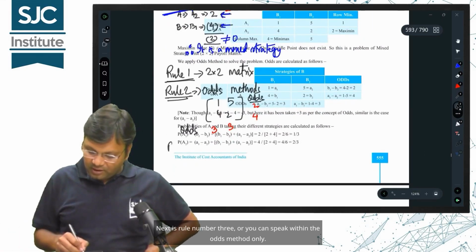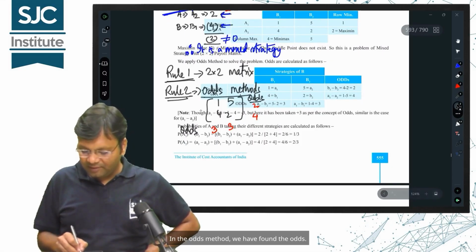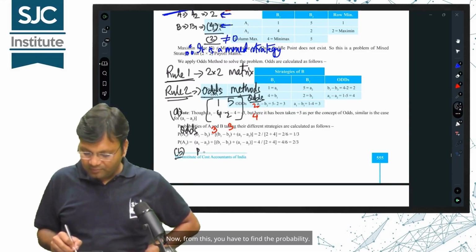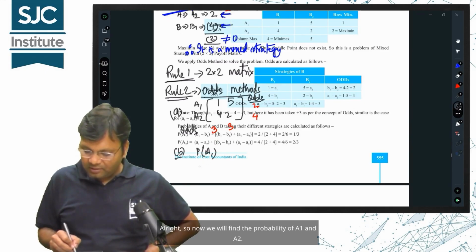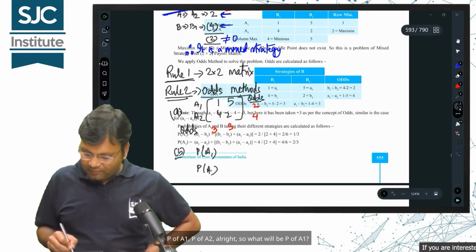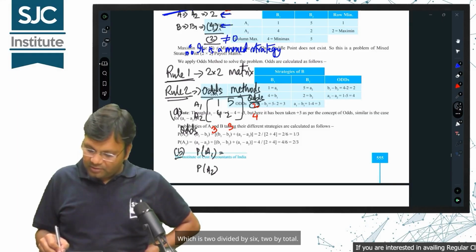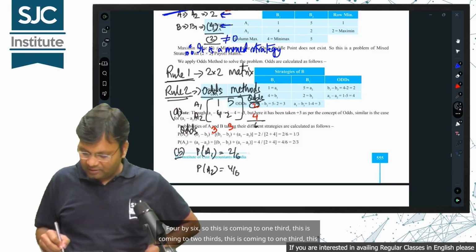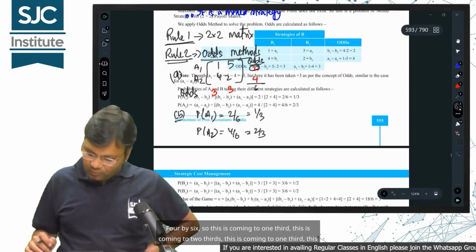Next is rule number 3, or you can speak within the odds method only. In the odds method, we have found the odds. Now, from this, you have to find the probability. This is A1, this is A2. So now we will find the probability of A1 and A2. P of A1, P of A2, so what will be P of A1? 2 by 6, 4 by 6, so this is coming to 1/3, this is coming to 2/3, this is coming to 1/3, this is coming to 2/3.